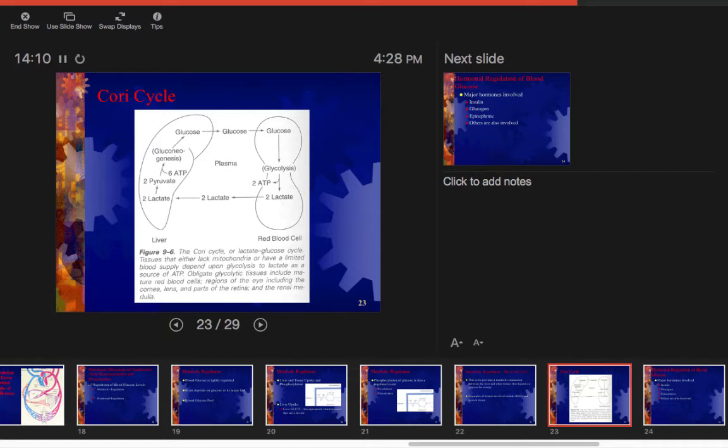It's estimated that 40% of the glucose in the blood is part of the Cori cycle. That's pretty significant.